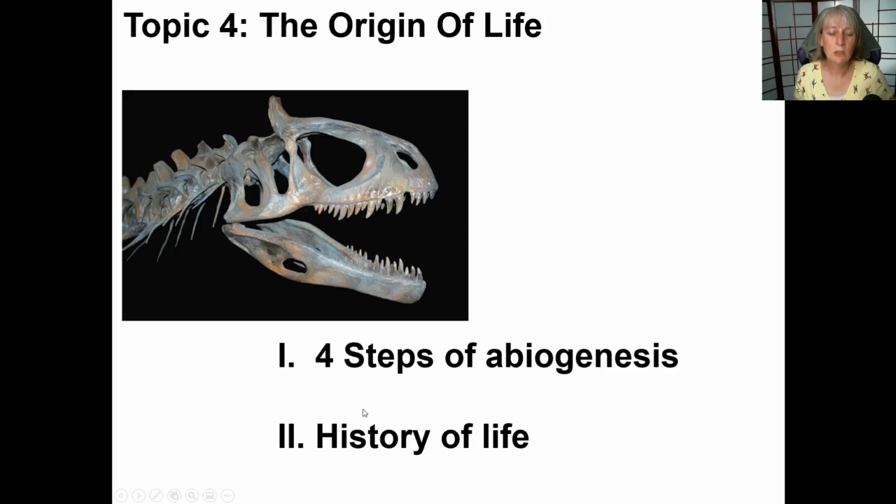So we're really going to look at 2 big topics here. We're going to look at abiogenesis. This word is really nice and easy to break down. A means not, bio means life, and genesis means the creation of. So this is the creation of life from not life, or the story of how life started on Earth.